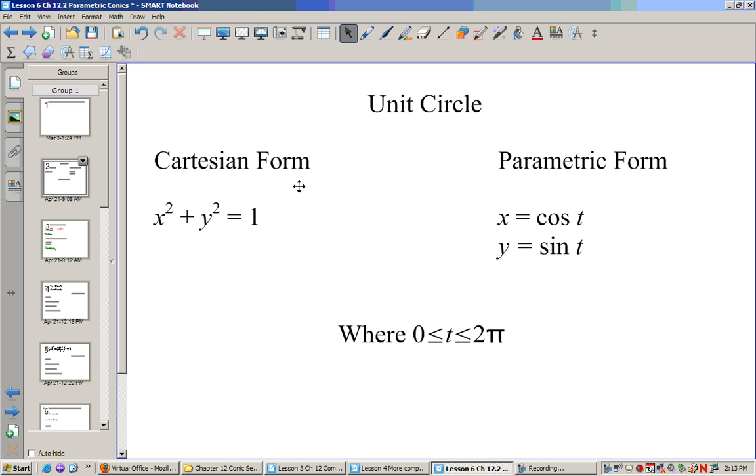Now for Cartesian form, the unit circle is x squared plus y squared equals 1. In parametric form, we're going to write x equals cosine t and y equals sine t. And we have to look at our window and make sure our t goes between 0 and 2 pi for radians. And let's keep it in radians. If we were doing it in degrees, we'd go from 0 to 360, but let's keep this in radians.